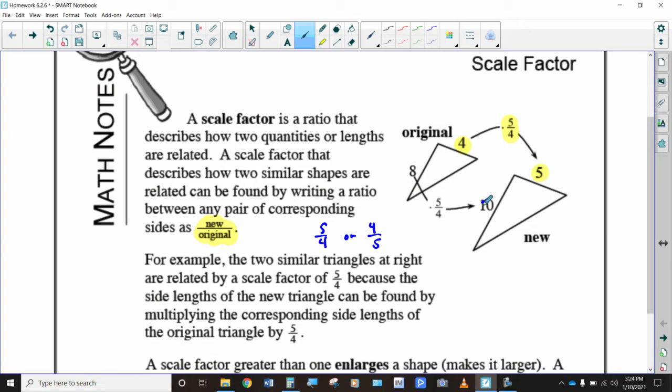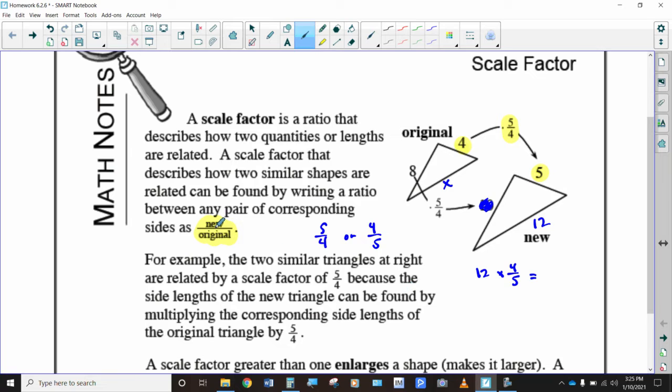If we're trying to find this quantity right here, and we know the 8 is the length of this side, then we will multiply 8 times 5/4 because the new shape is bigger than the original. So we would want the scale factor that's greater than 1. However, if I know that this side right here is 12, and I'm trying to find this side, it is less than 12 because the original was smaller than the new one. So in this case, we would take 12 and multiply it times 4/5, and that's going to give you the length of side X.